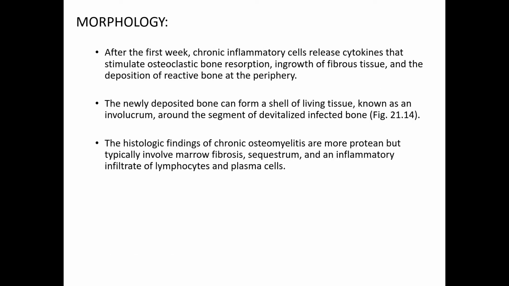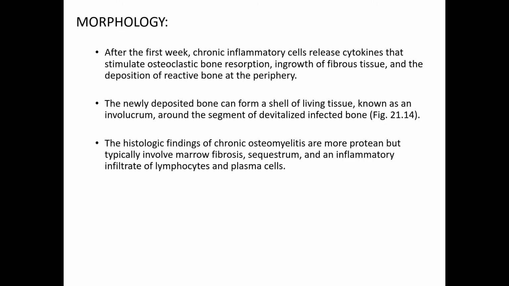Morphology. Continue with the morphology. After the first week, chronic inflammatory cell will release their cytokines that stimulate the osteoclastic bone resorption. شنو يعني osteoclast? Osteoclast, these are the phagocytic cells present in the bone اللي هي تساوي الماكروفاج. اوكي. resorption امتصاص العظم راح يبدي عندنا بسبب الاوستيوكلاست اللي هي stimulated by the cytokines secreted from the inflammatory cell in the region.